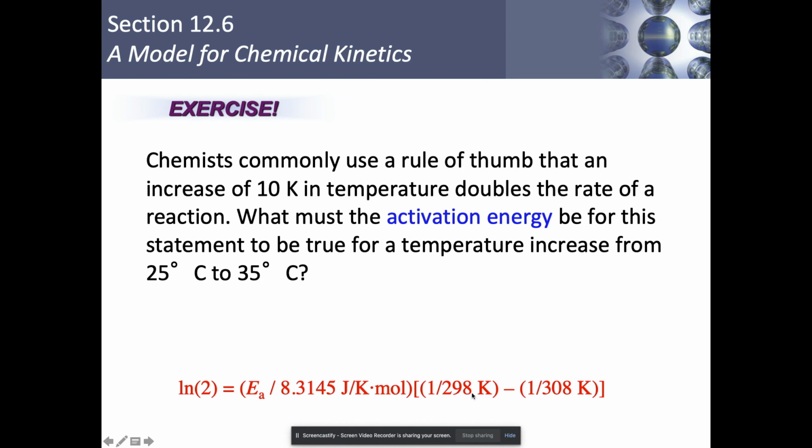So we do our 298. We have our 308 here. When we do that, we're going to end up getting a value that is pretty close to 53 kilojoules. Remember, this is in joules. Our universal gas constant is in joules. So yes, to get kilojoules, that does require you to divide, because there are 1,000 joules in a kilojoule.